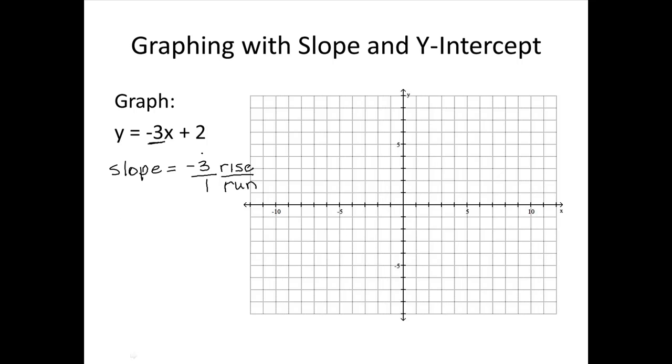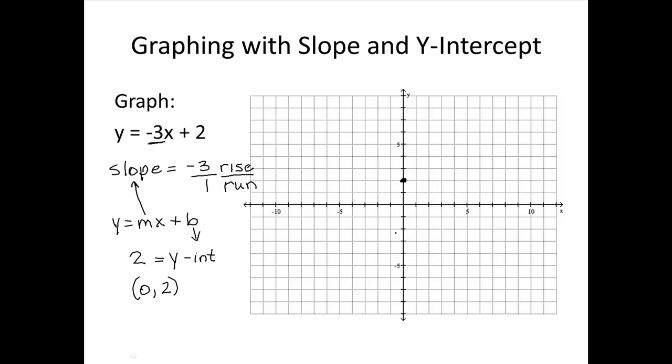My y-intercept, remember the form is y equals mx plus b. M is the slope, b is my y-intercept. So my y-intercept in this case is +2. I write that as an ordered pair, has an x-coordinate of 0, a y-coordinate of +2, because it's on the y-axis. Remember, our y-axis is vertical, so on the y-axis we go up to 2 and put a point.